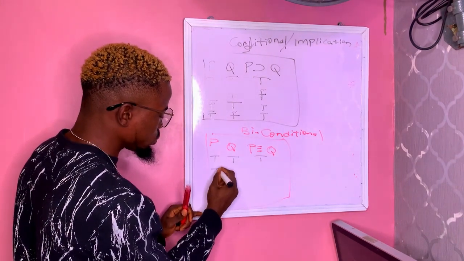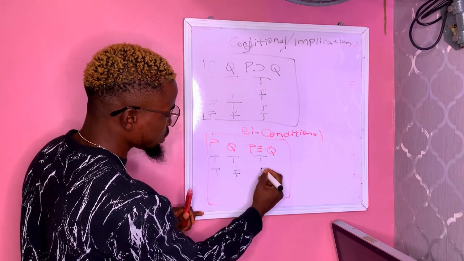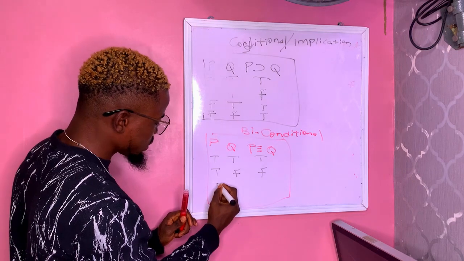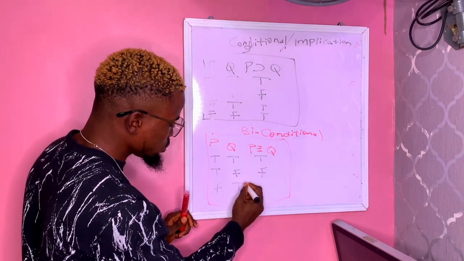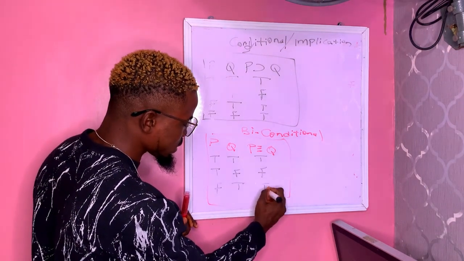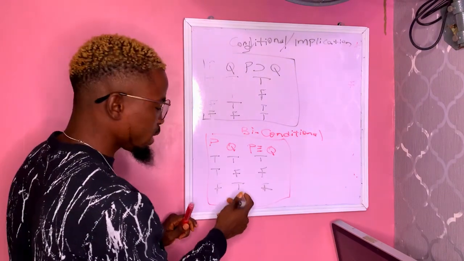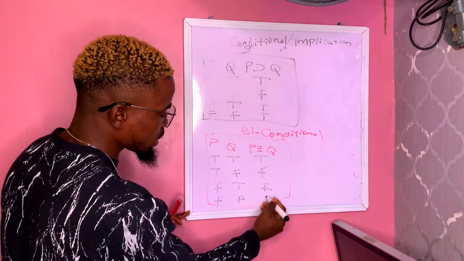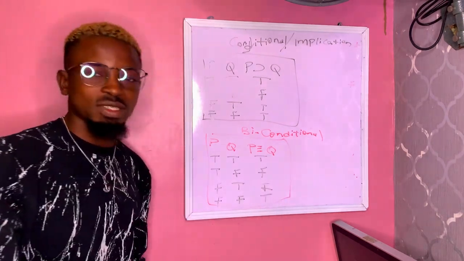The first one is true, the second one is false, then the biconditional statement is false because they did not have the same value. The first one is false, the second one is true, then the biconditional statement is false. They did not have the same value. The first one is false, the second one is false, then the biconditional together is what? True, because they have the same value.